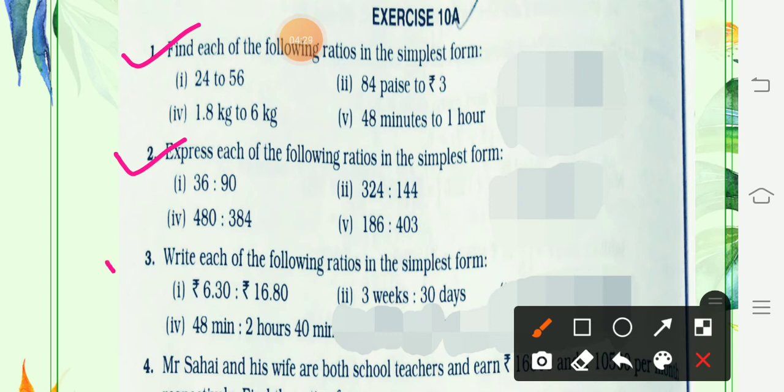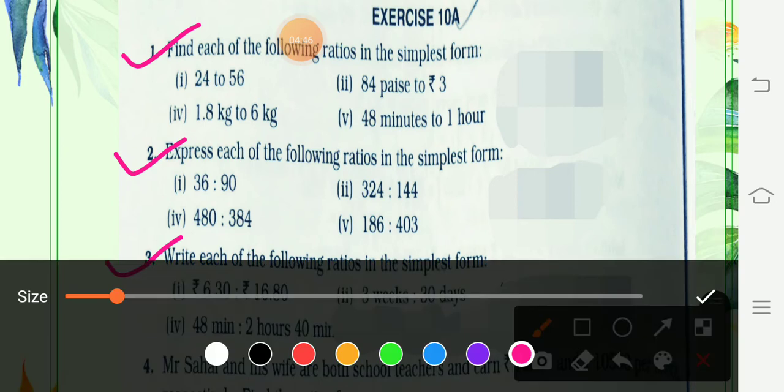Now move to question number 3. Write each of the following ratios in the simplest form. Wow, very interesting. 3 in 1. All three questions have the same pattern, that we have to convert into simplest form. But my dear students, just watch the questions. I'm doing the solution here.